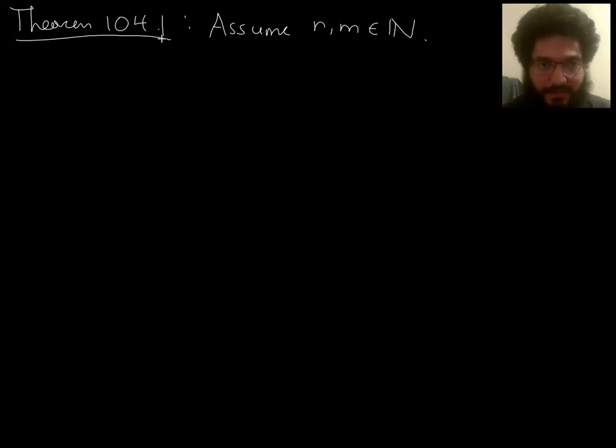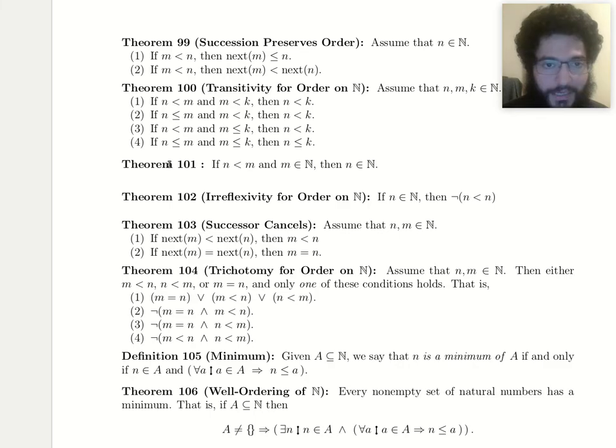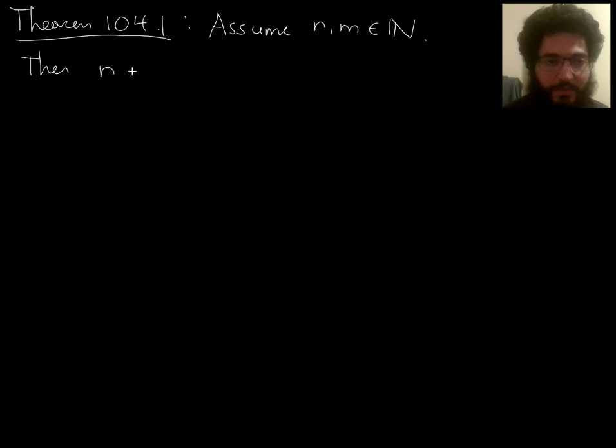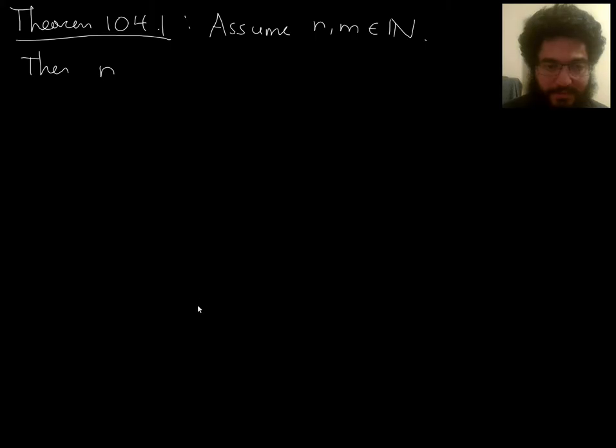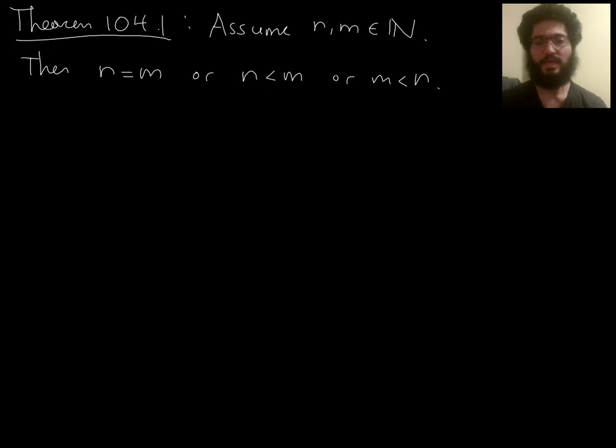So let's state part one of the trichotomy law. Assume n and m are natural numbers, then they've got to be related in some way. Either n, what order did I write this in? It seems I chose different orders here. How about I stick with this order? Either n equals m, or n is less than m, or m is less than n. At least one of these must be true. So this is not full trichotomy, this is just saying at least one of them must be true.